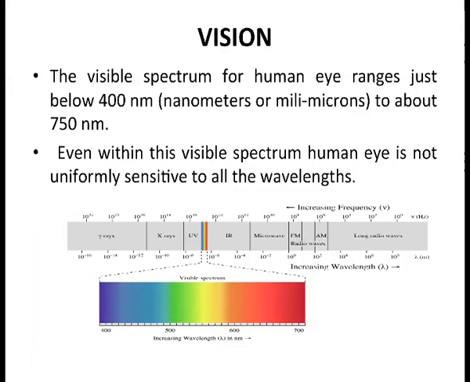Nanometers, or you can say millimicrons, to about 750 nanometers. Even within this visible spectrum, the human eye is not uniformly sensitive to all the wavelengths. Let us talk about the structure of the eye.